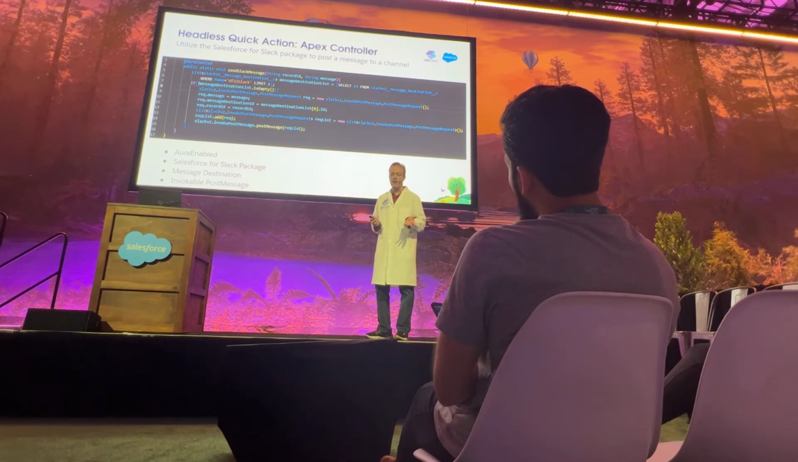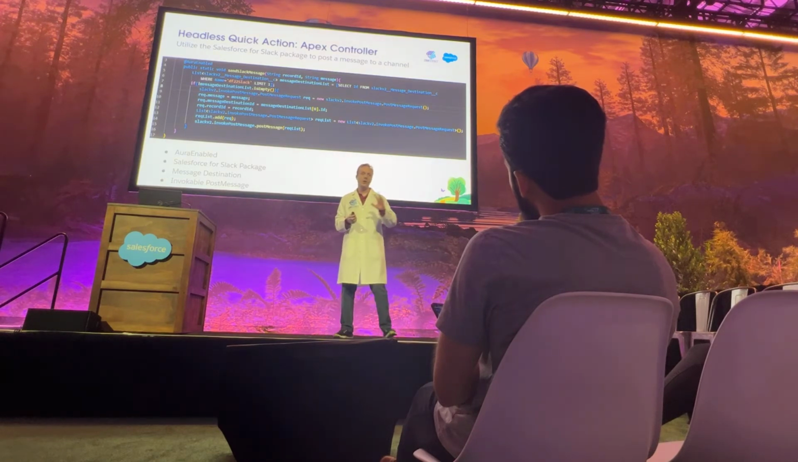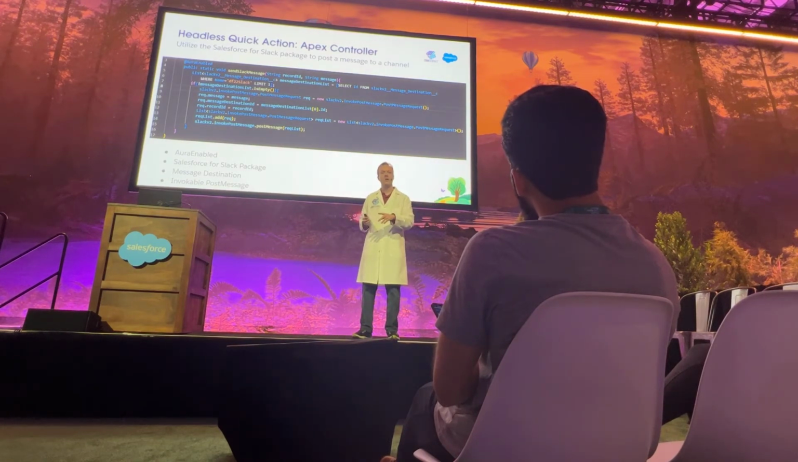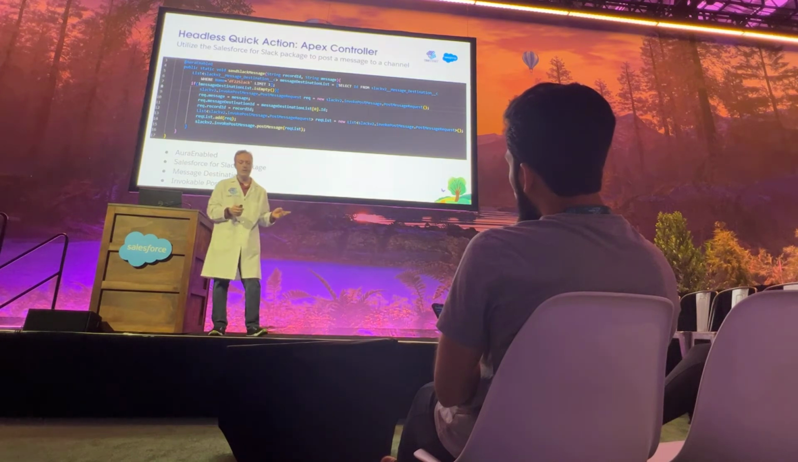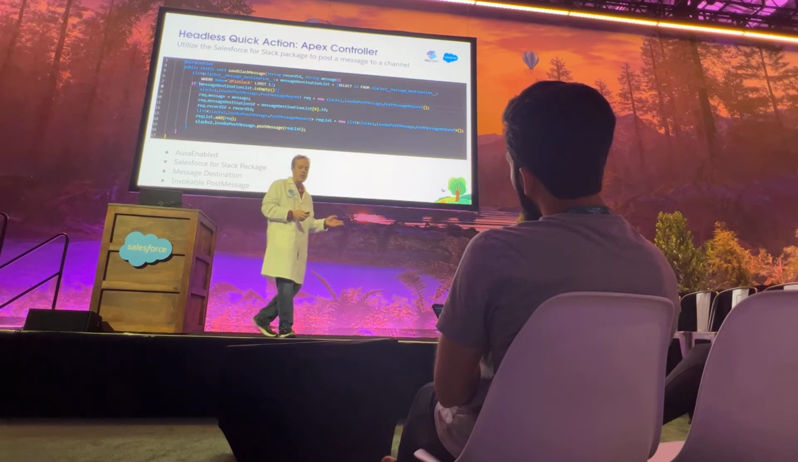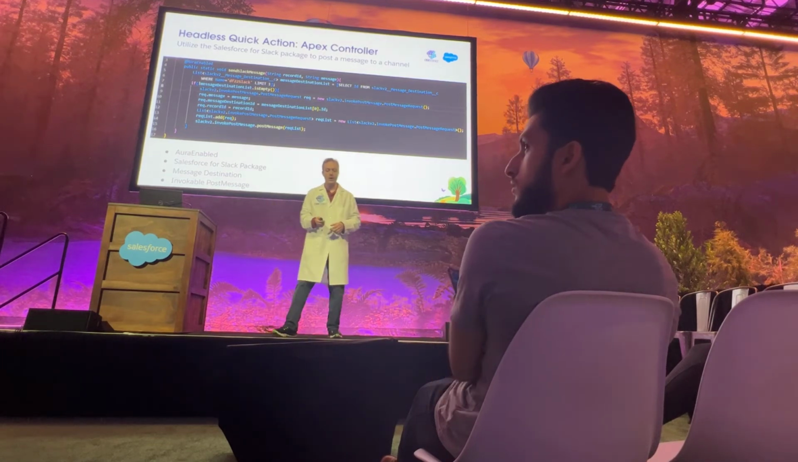So what is a message destination? It's basically a record that's telling you where is my Slack instance, how do I connect that to my Salesforce. So it's a record that you set up during the setup process, and it's a connection between your Slack and your current Salesforce org. I just named that record DF22 Slack. You can name it whatever you want.